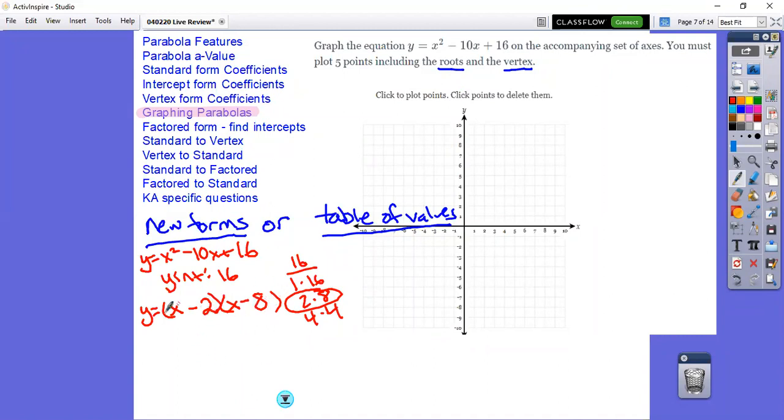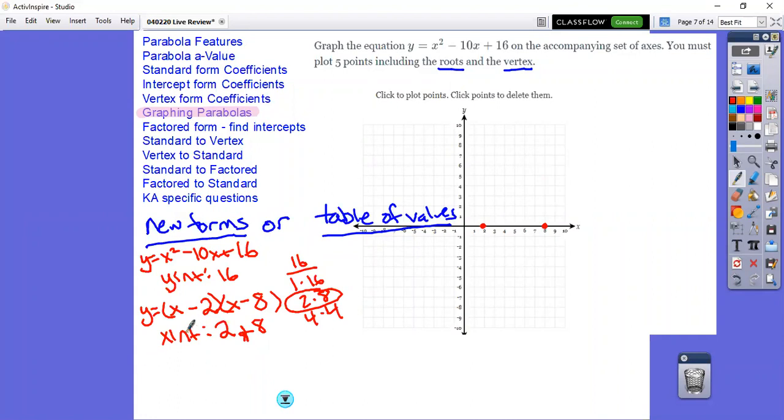Okay. Now this means that my x-intercepts are at a positive 2 and a positive 8. Put an 'and' sign in there. So a positive 2 and a positive 8. Okay, x-intercepts. So I can put those in. I can put a point on 2 and a point on 8 on the x-axis. You also need your vertex.